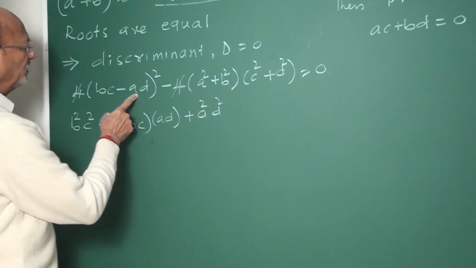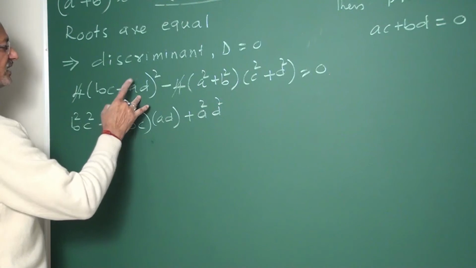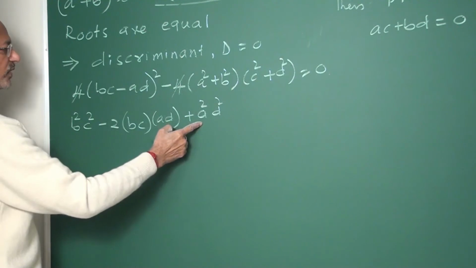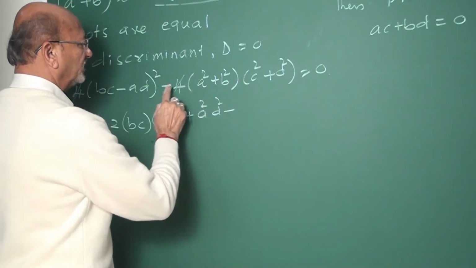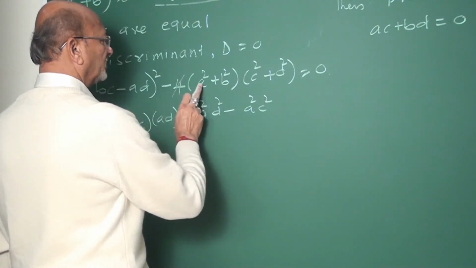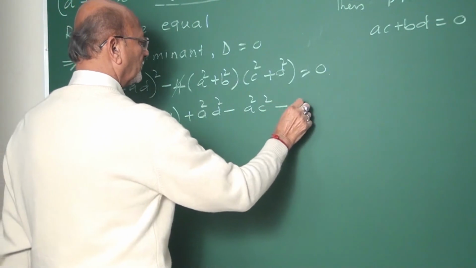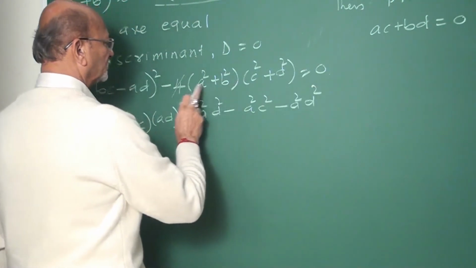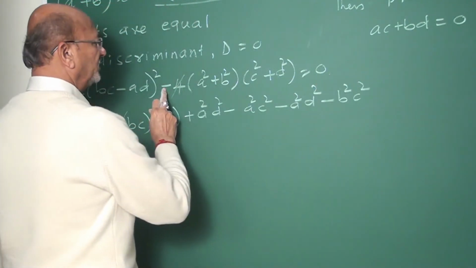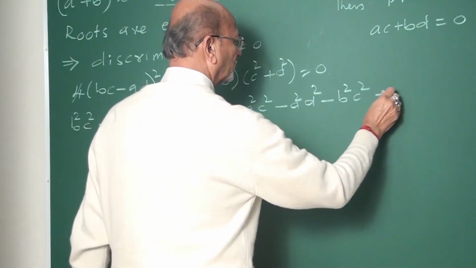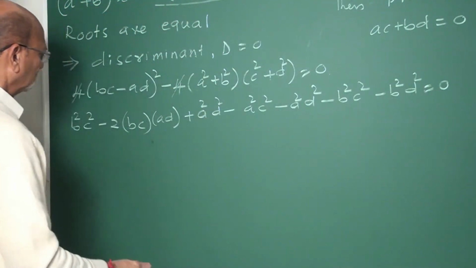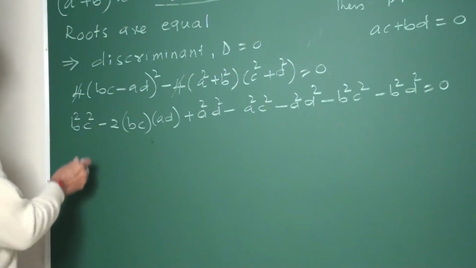What is it? B minus C the whole square, otherwise you can say x minus y the whole square, x square minus 2xy plus y square. Then this, my friend, minus A square C square, minus A square D square, minus B square C square, minus B square D square, equal to 0. Yes. What cancels, my friend?